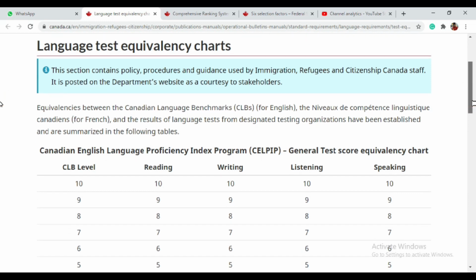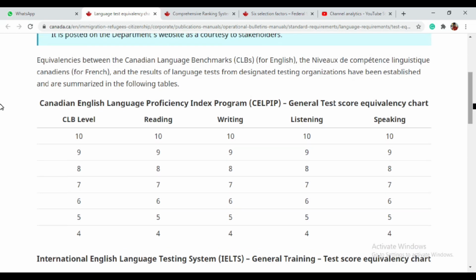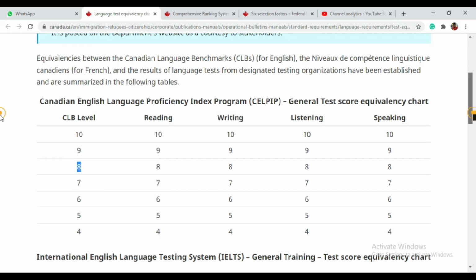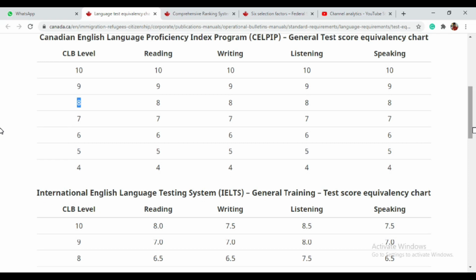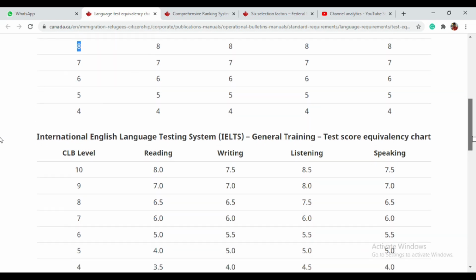When you are calculating your CRS score in the CRS calculator, or when you're entering the Express Entry profile, your CLB level matters, not the IELTS score. I mean, if your overall IELTS score was 8 bands, that does not mean that your CLB level is 8. And if your overall IELTS score is 7, that will not mean that your CLB level is 7. Let me just explain that further.